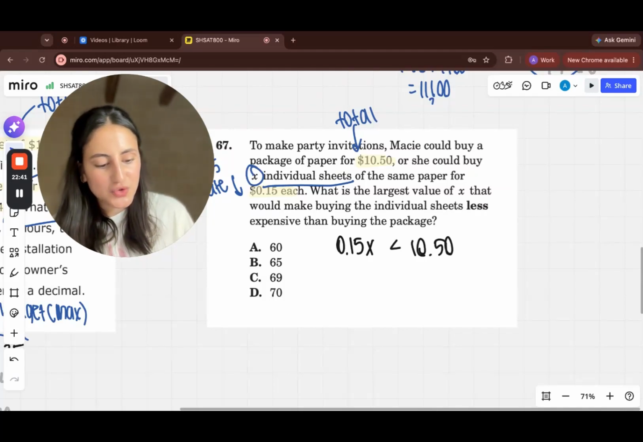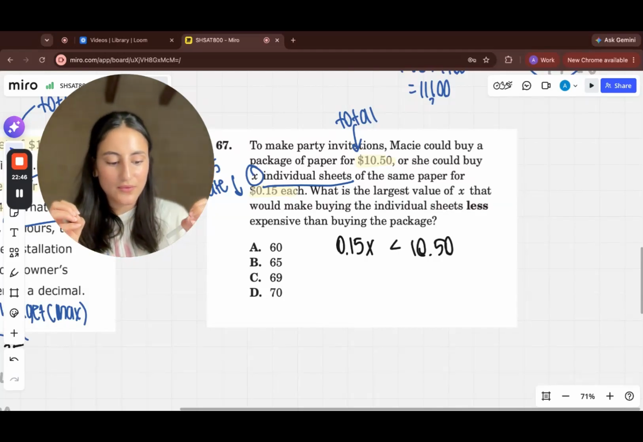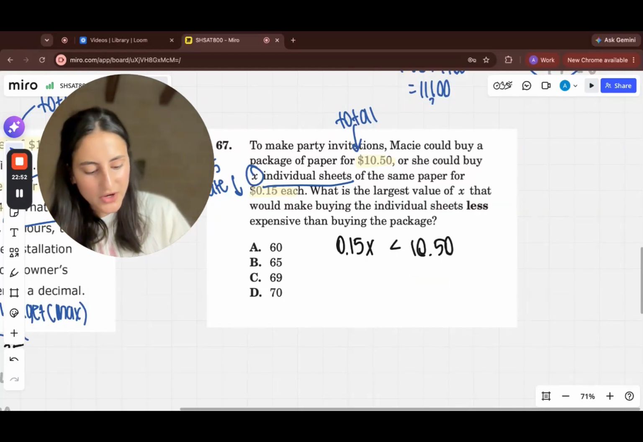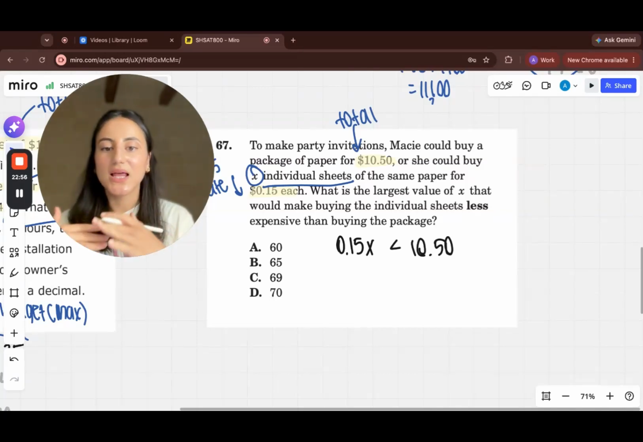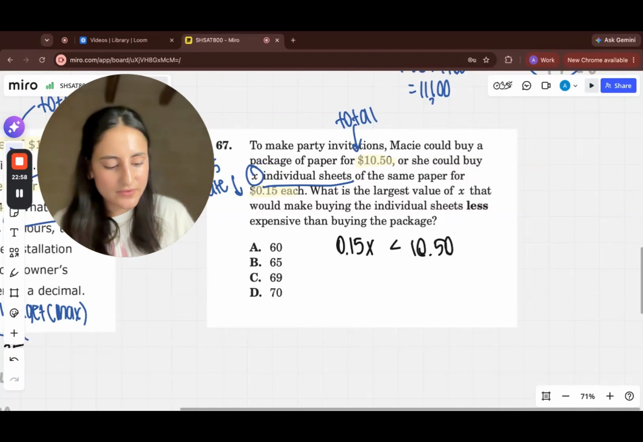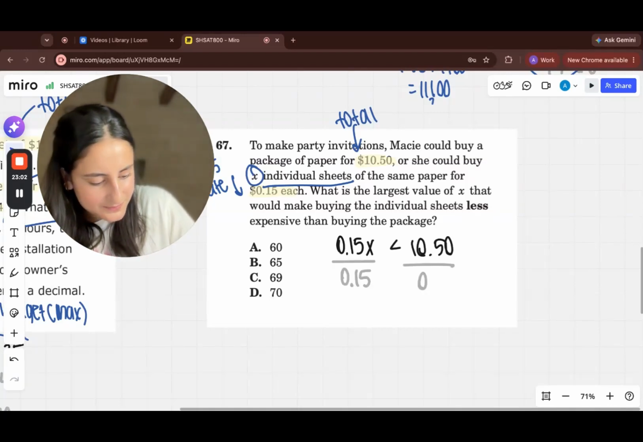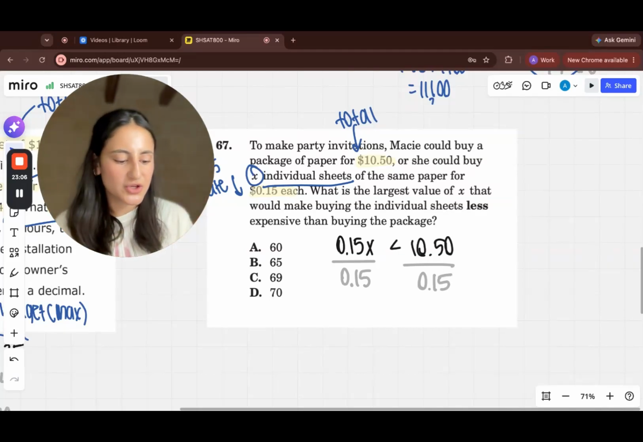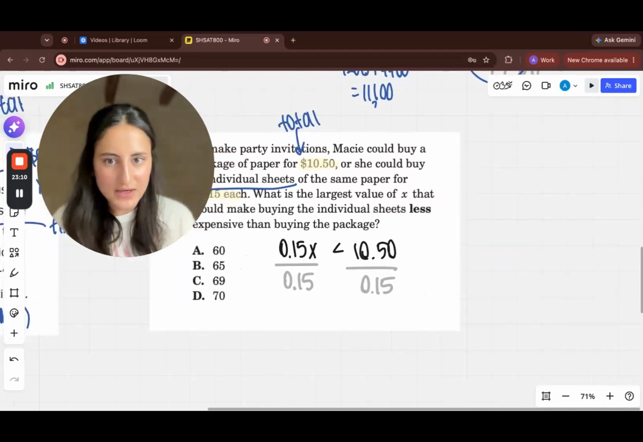Because it's saying that she wants to buy the maximum number of individual sheets for a total that is less than the 10.50 that we see here. So we're not going to include the equal sign because we want it to be less expensive, not just as expensive. So we go ahead and divide by 0.15, and we can do long division for this. So if I were to set this up, I'll do it on the side here.